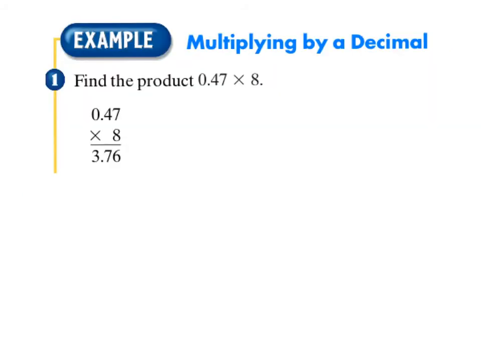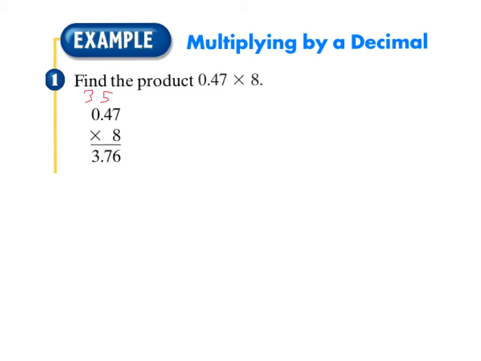Now let's look at an example of multiplying with a decimal. So we're going to find the product of 0.47 times 8. You do not have to line up the decimal points the way that we did in addition and subtraction. In multiplication, you just line up the numbers like you would in any problem, and then we deal with the decimal point later. So 7 times 8 is 56, so bring down the 6, carry the 5. 8 times 4 is 32, plus 5 is 37, drop the 7, carry the 3. Then 8 times 0 is 0, plus the 3 we carried, 3.75.